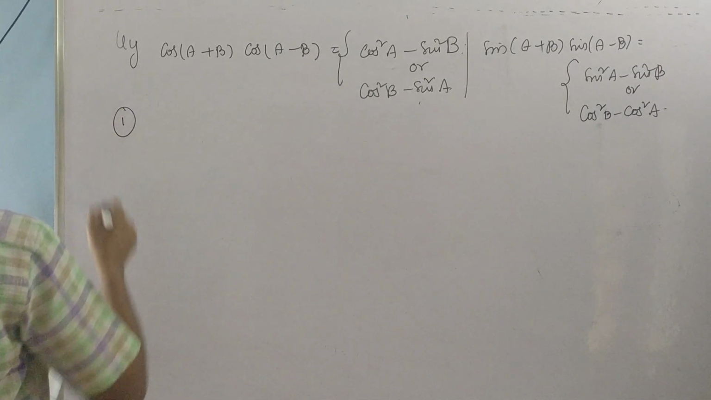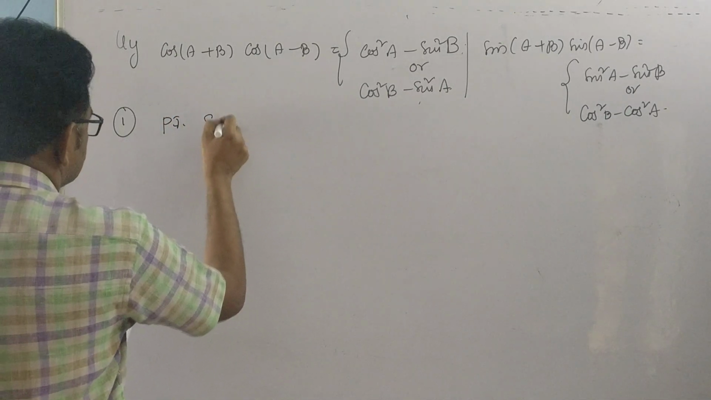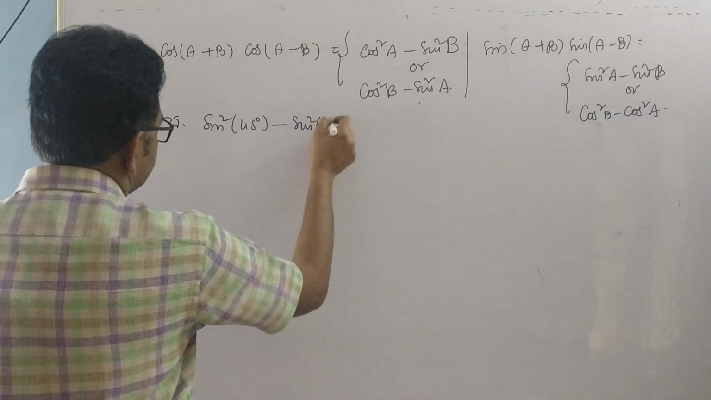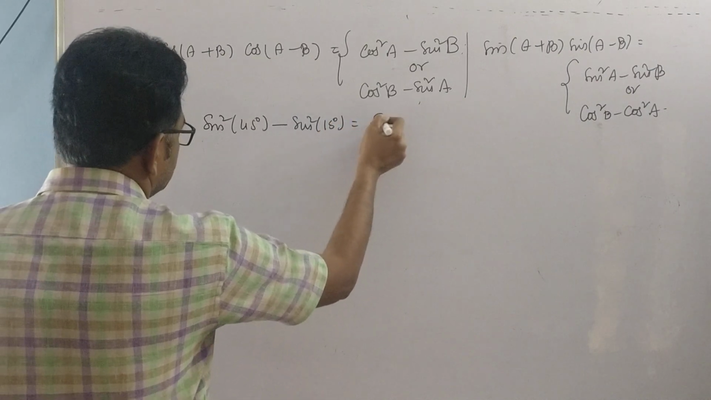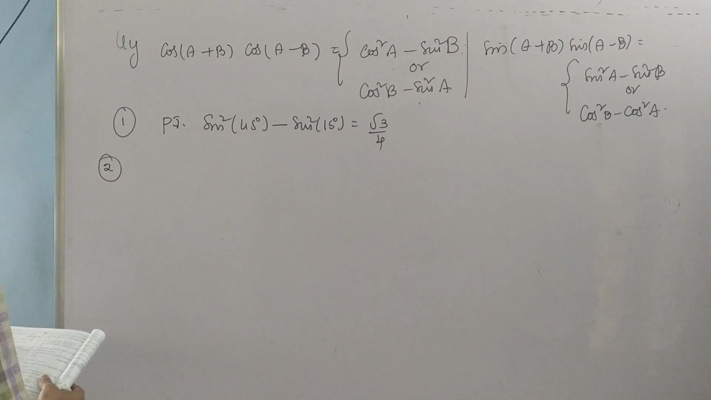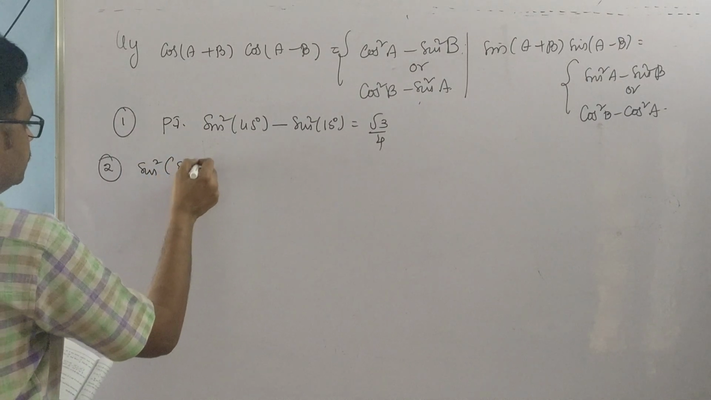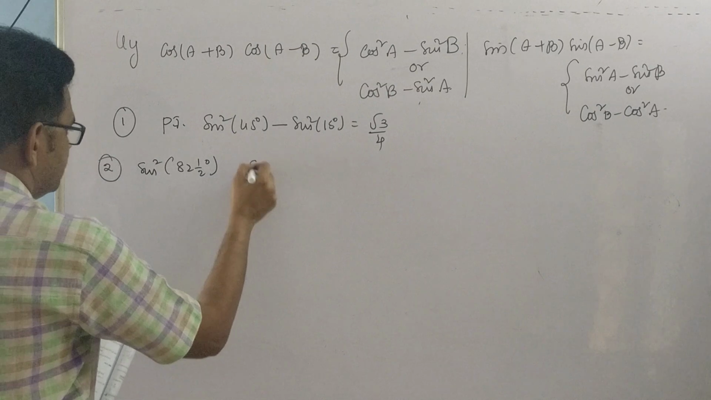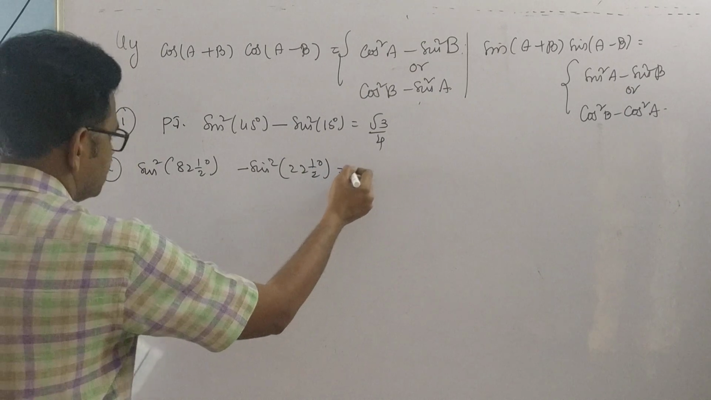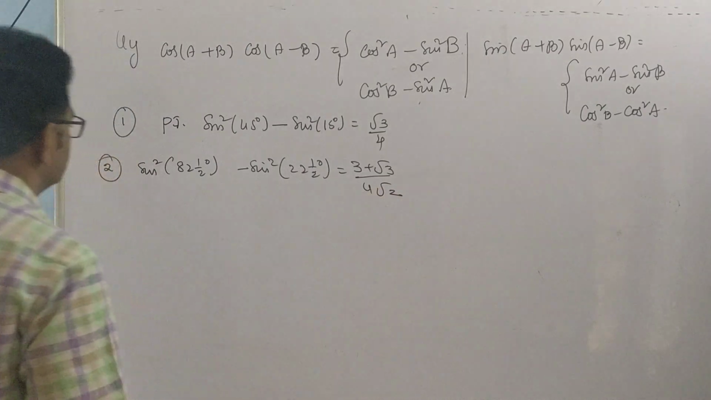So these are the formulas. Now, first problem: sin square 45 degrees minus sin square 15 degrees, prove that it is equal to root 3 by 4. And the second one: sin square 82.5 degrees minus sin square 22.5 degrees is equal to 3 plus root 3 by 4 root 2. Prove that.